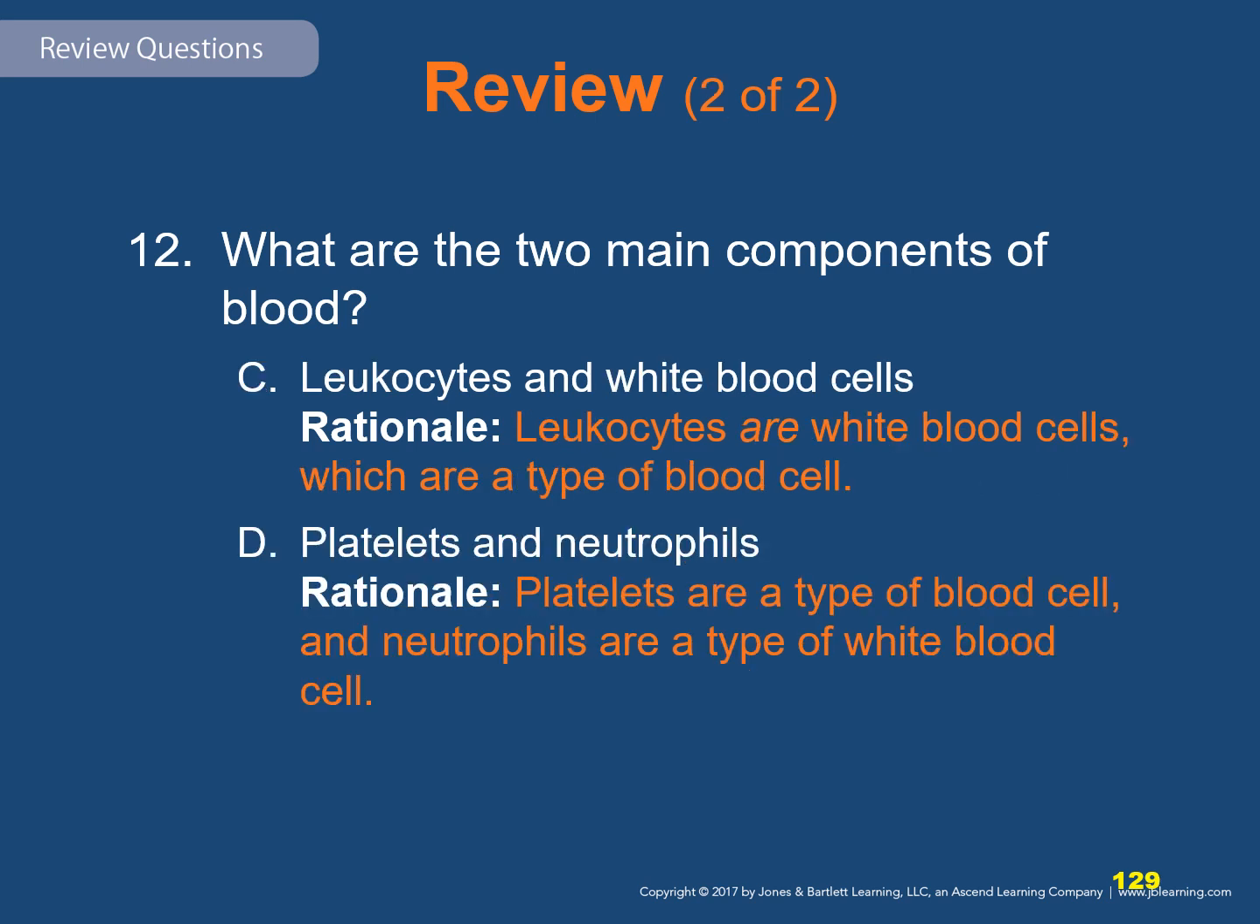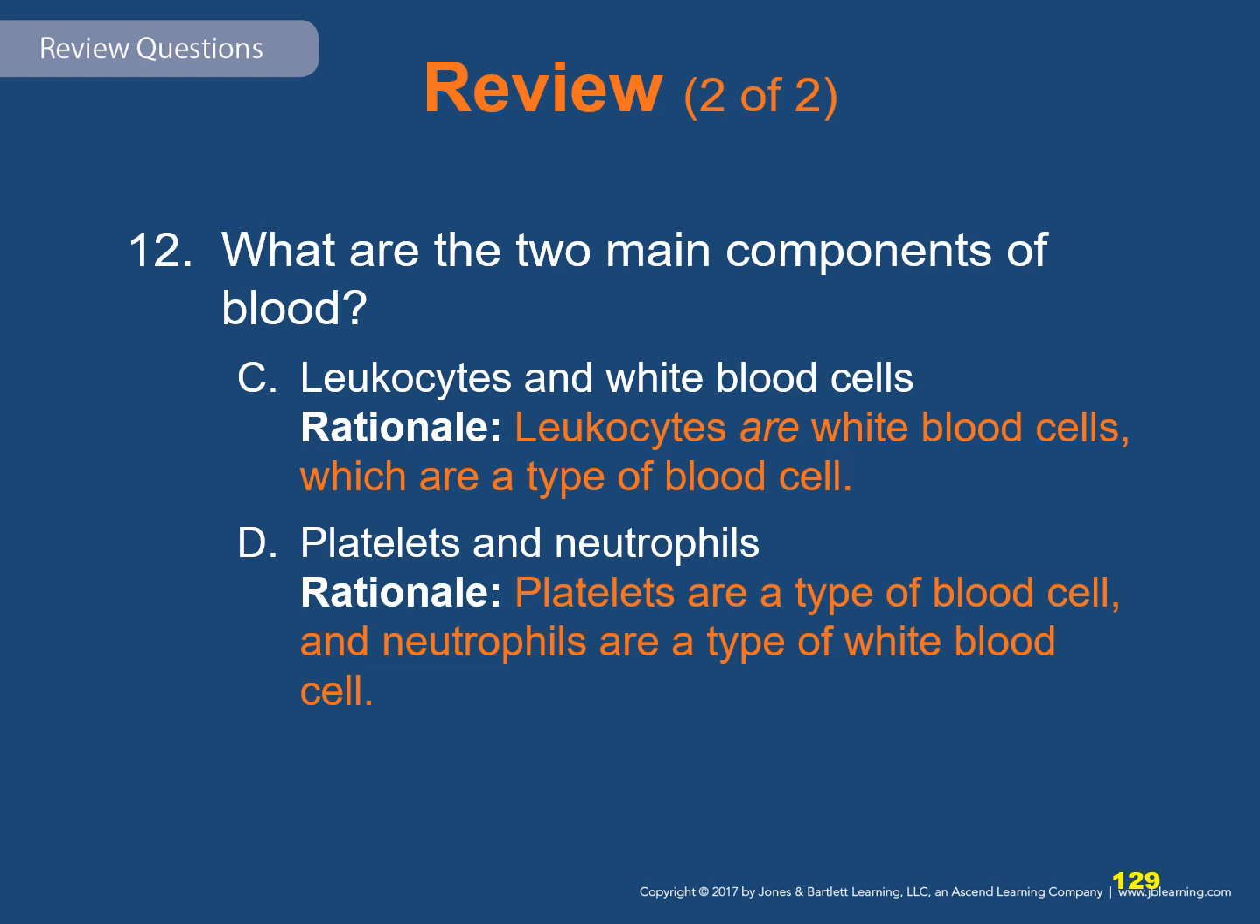C, leukocytes and white blood cells. Well, here's the definition thing I was talking about before and have mentioned several times. Leukocytes are white blood cells. So, again, know your definitions. That's a type of blood cell, and of course, that is in blood, but it's not one of the main components. The 2 main components are the blood cells and plasma.